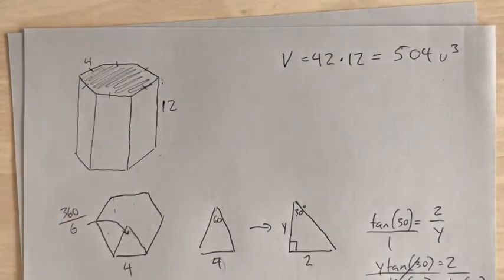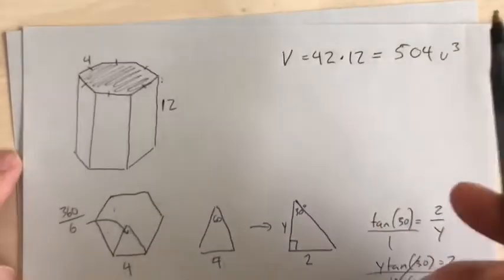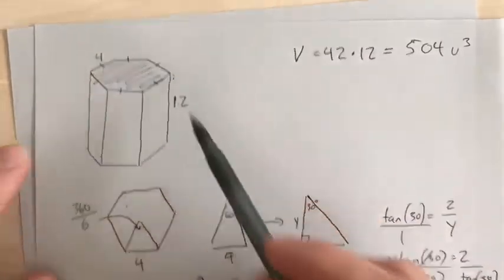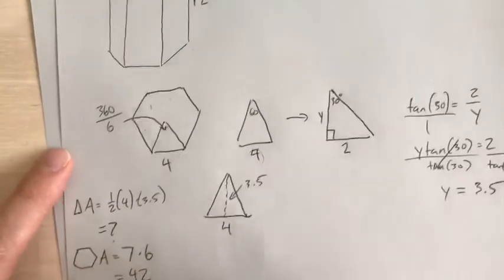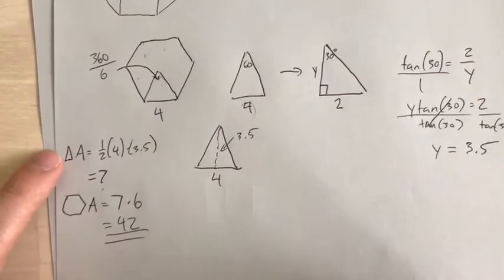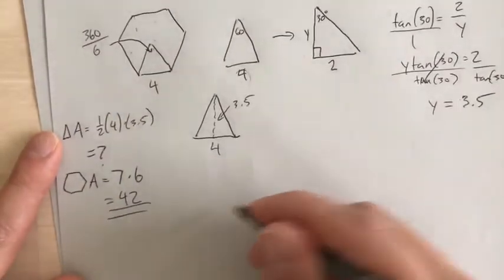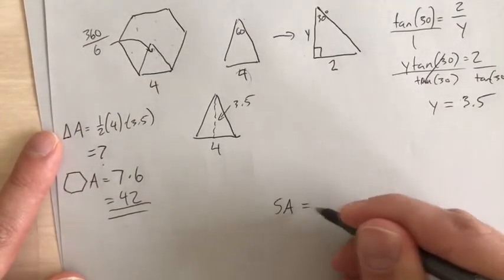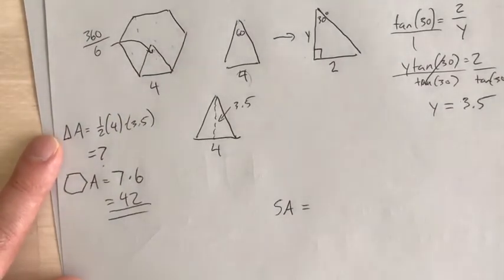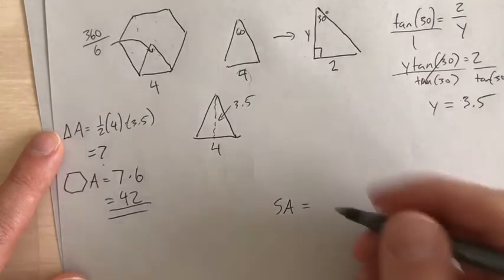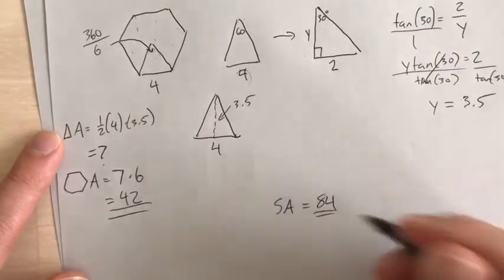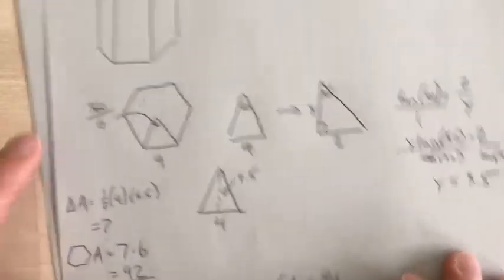Now, for the surface area of this, you would have the top and bottom be this, and we've already got that, which is awesome. We already found that it's 42. We got 2 of those, so to get the surface area, we'd already have 42 times 2, because that would give me the top and bottom. So this would just represent the area of the top and bottom of this prism.